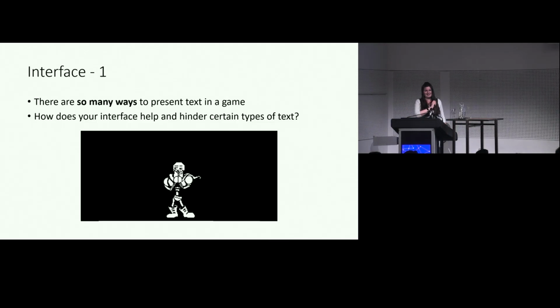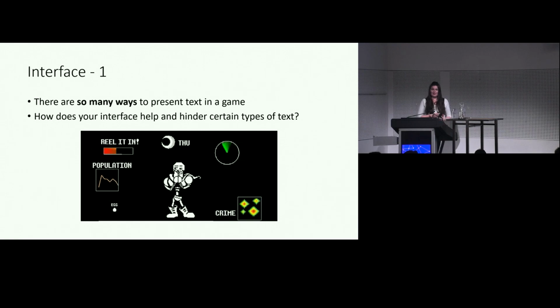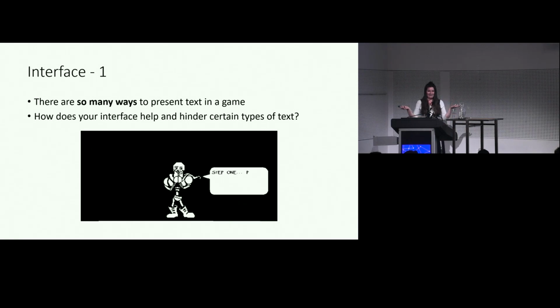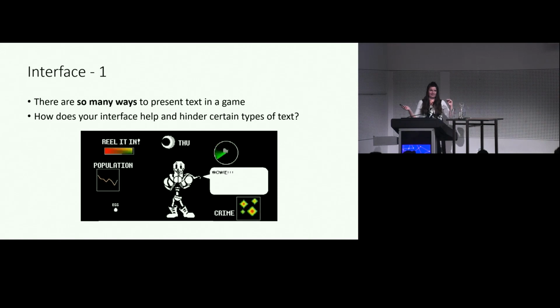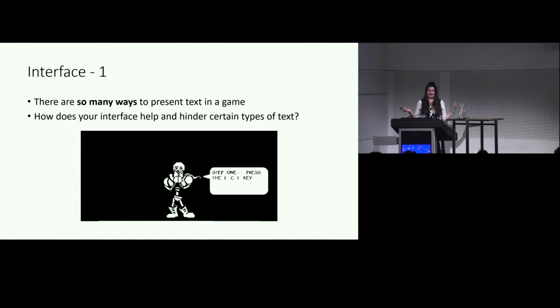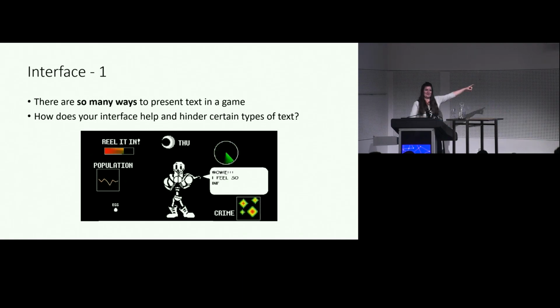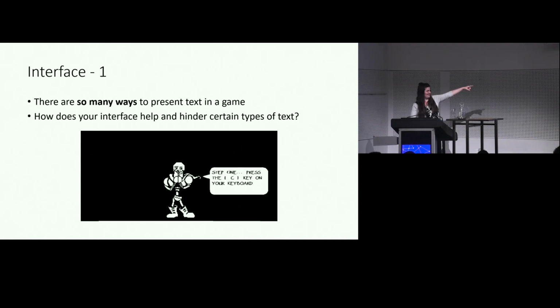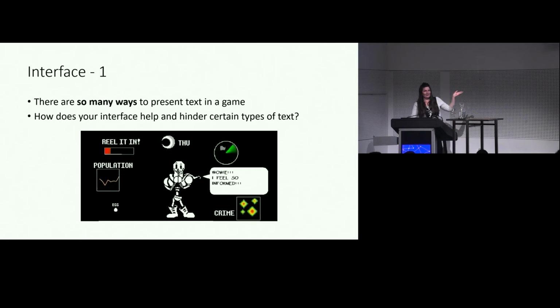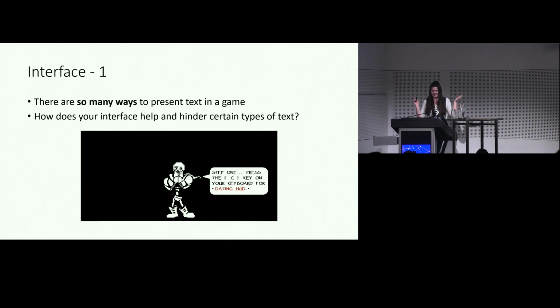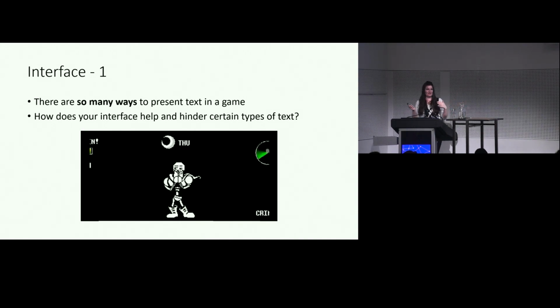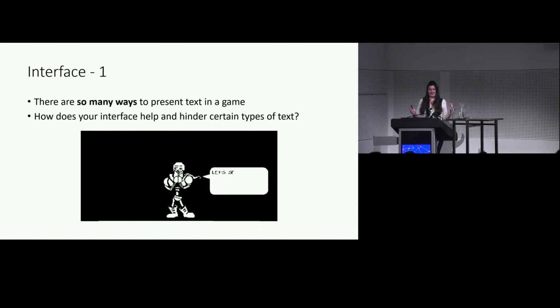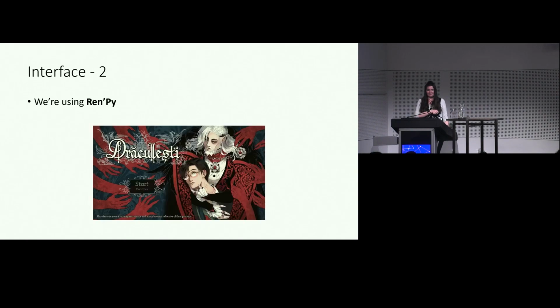So moving along, interface. There are a lot of different ways to present text in a game, as I was saying earlier, and interface can help or hinder the way that you're displaying certain types of text. Undertale is a great game that does interesting things with interface all the time, like in this clip. And it kind of shows the power of messing around with different displays to highlight but potentially distract, and balancing the two at any given point.